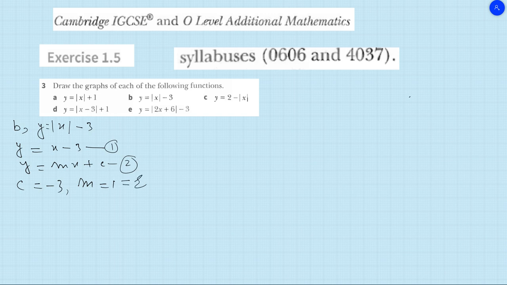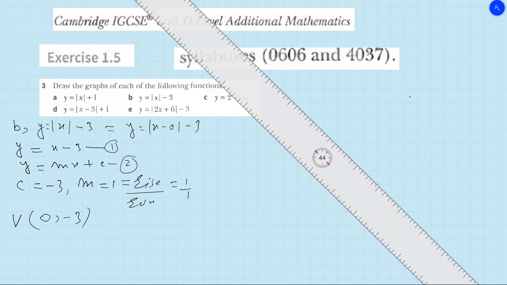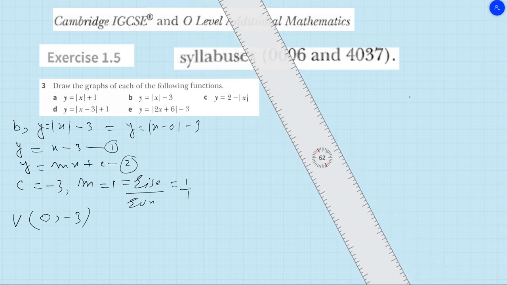So rise upon run is 1 upon 1, and the vertex V, you can see, is x minus 0. You can rewrite this equation as y is equal to x minus 0 minus 3, the value of x is 0 and the value of y is minus 3. So we have found the vertex, the y-intercept and the gradient. Now we need to draw perpendicular lines.